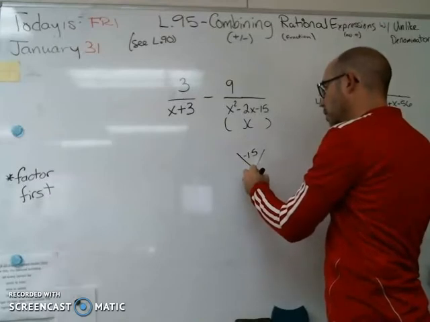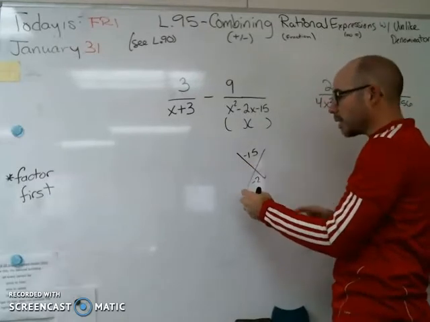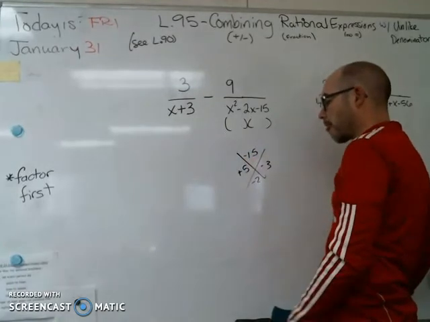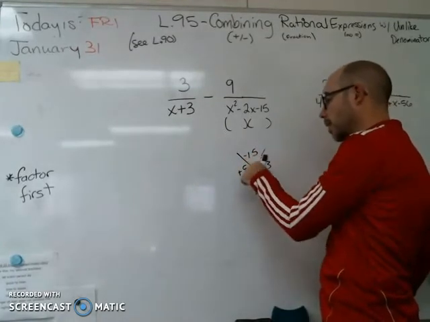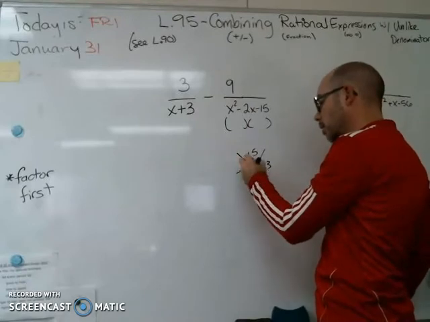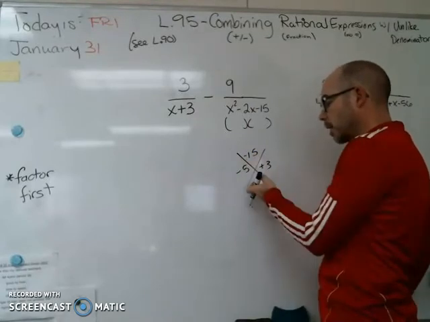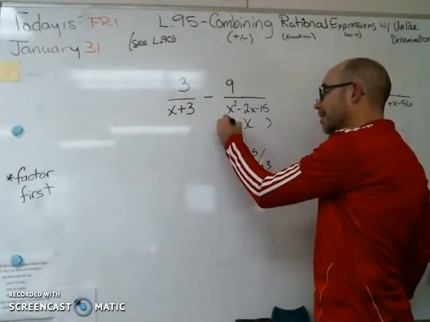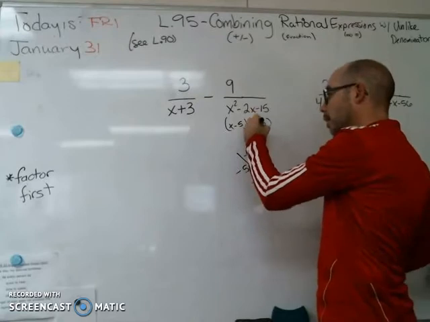Negative 15 sum to negative 2. Yes, of course. You've got a plus 5 and a minus 3. Multiply together to make negative 15. Sum together, oops, got that backwards. There we go. Sum together to make negative 2. So my factors are negative 5 and a positive 3. x minus 5, x plus 3.